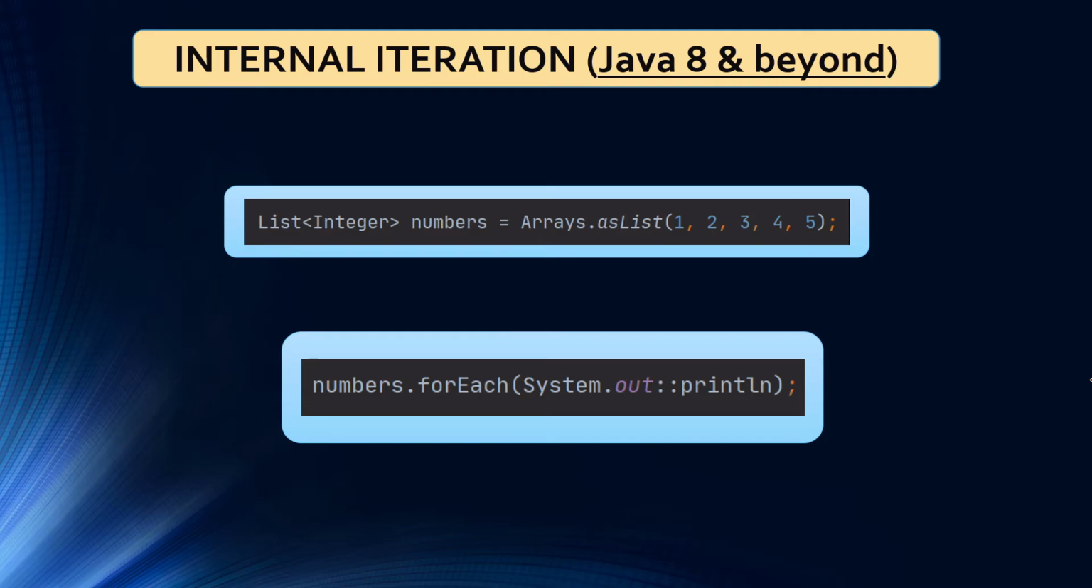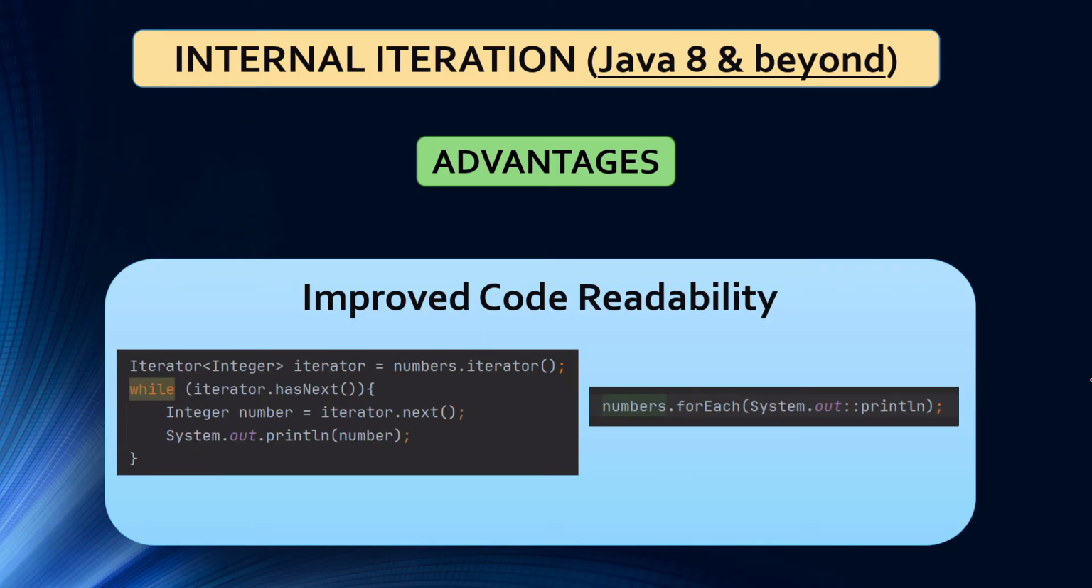Now that we understand both external iteration and internal iteration, let's see what the advantages of using internal iteration are. The one advantage which is pretty obvious from this code snippet is improved code readability. The code on the left hand side is external iteration, whereas the code on the right hand side is internal iteration. And you won't take more than a second to understand that the code on the right hand side looks much cleaner, concise and beautiful when compared with the code on the left hand side, which is external iteration.